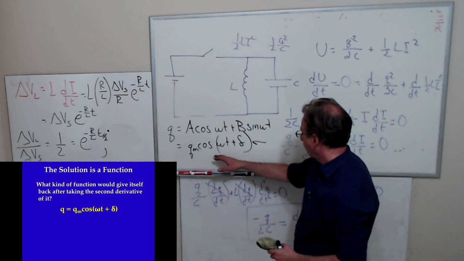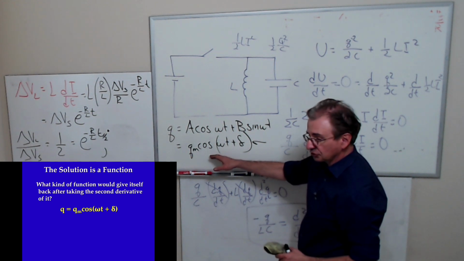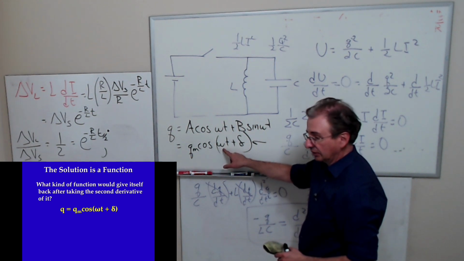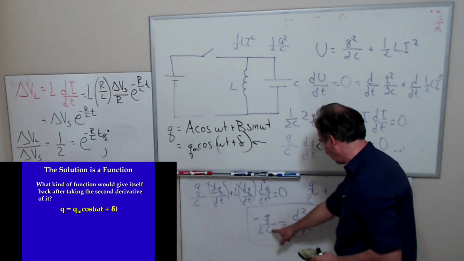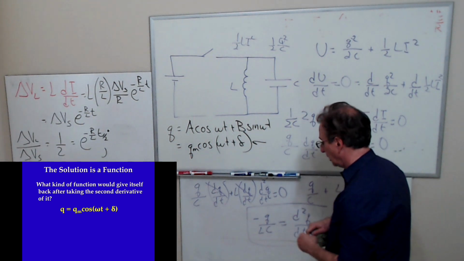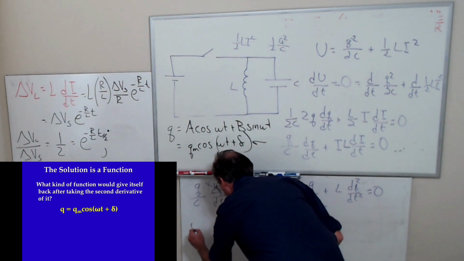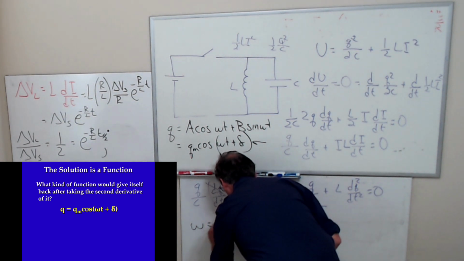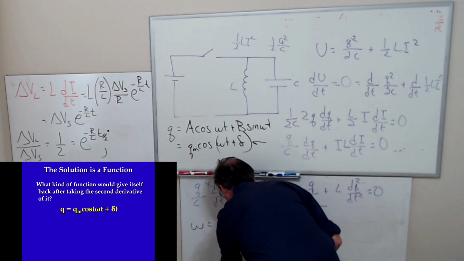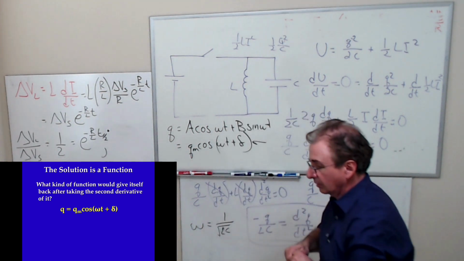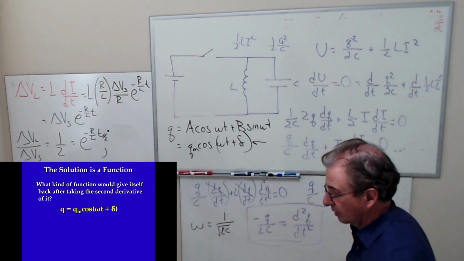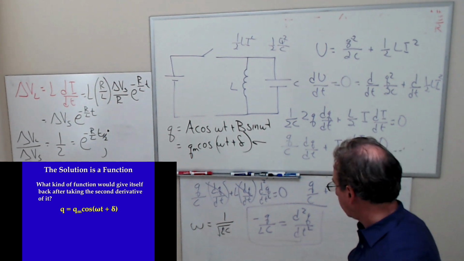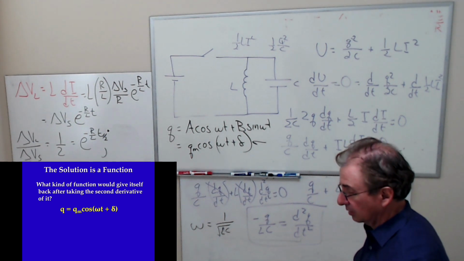And of course, if I differentiate this twice, I get an omega squared out of it. The omega squared is basically 1 over LC. And so omega is 1 over the square root of LC. Okay, omega is 1 over the square root of LC.